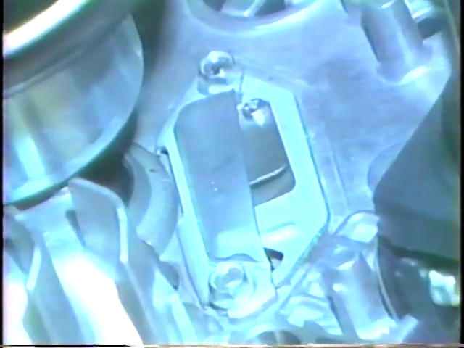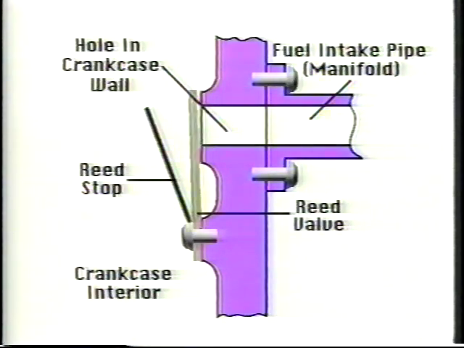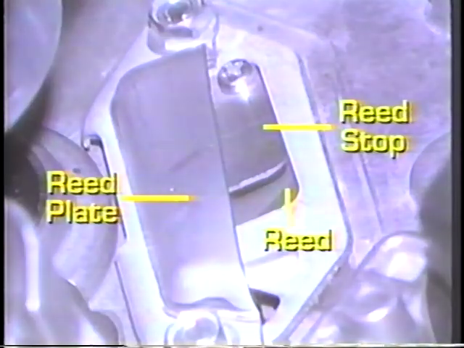Here is a cutaway of an actual reed valve. It is simply a spring steel one-way valve. With higher pressure on one side, the reed flexes open to allow flow. However, when pressure develops on the other side, or in the crankcase, the reed valve closes to prevent reverse flow. A reed valve stop prevents overflexing and damage to the thin reed.